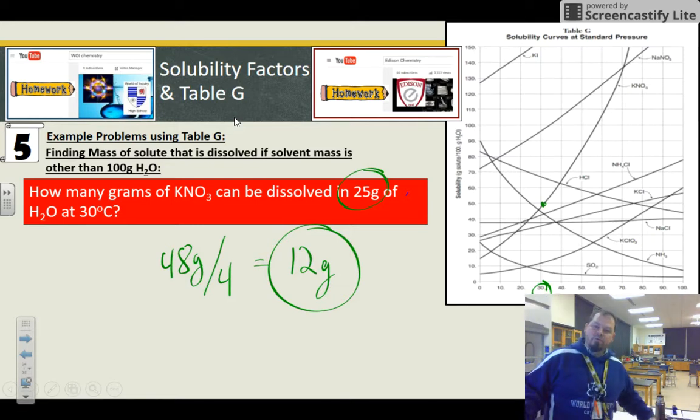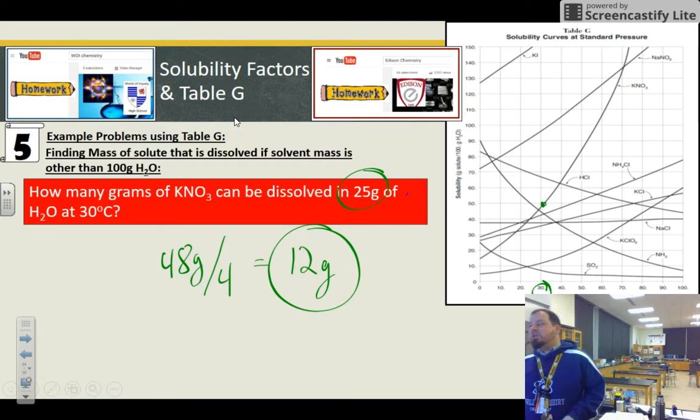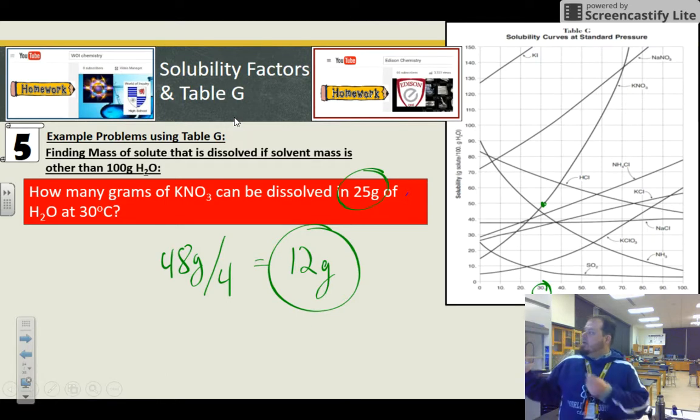Make sense? Those are all the games I can play with Table G. I hope you understand how to plot. Looking at your temperature first, go up to the line of interest, or what should be the line of interest. Saturated is on the line, unsaturated is below the line, supersaturated is above the line, and we out.